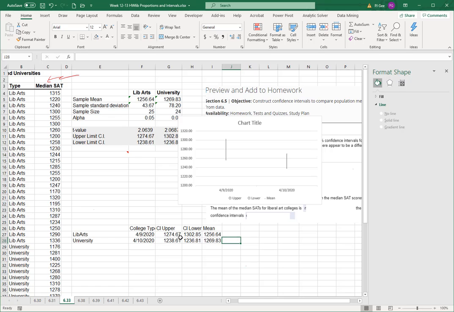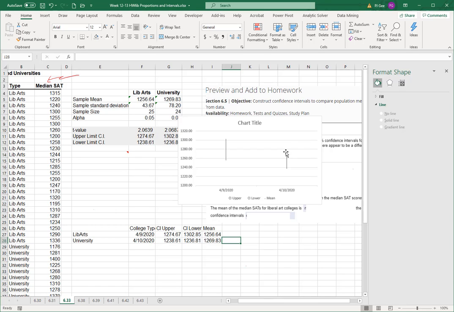It's actually kind of interesting, the upper and the lower. The upper is higher. This is actually showing the opposite, that LibArts actually has a higher median, but this is the range. The confidence interval lies between the ends of the lines. At a 95% confidence level, the median for LibArts is between these 2 points. There's a 95% chance that the median of the population is between these 2 points.